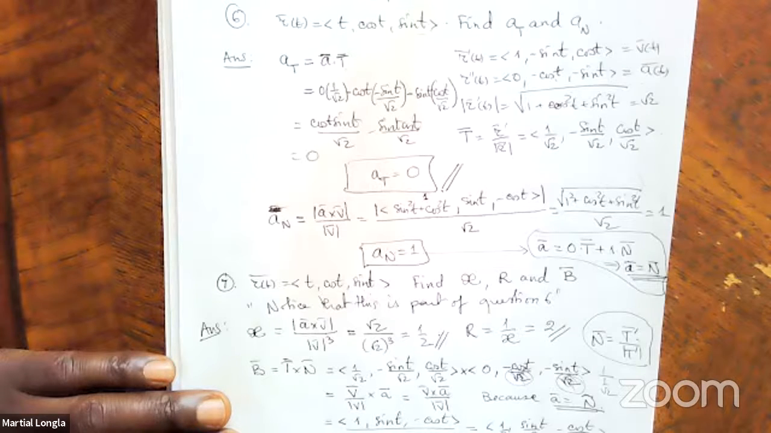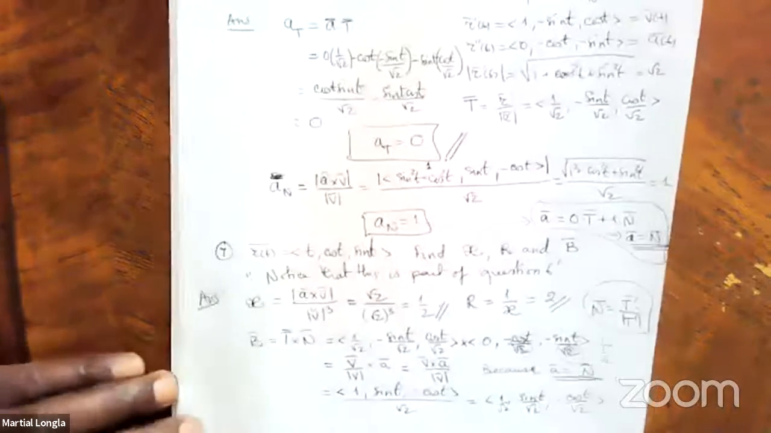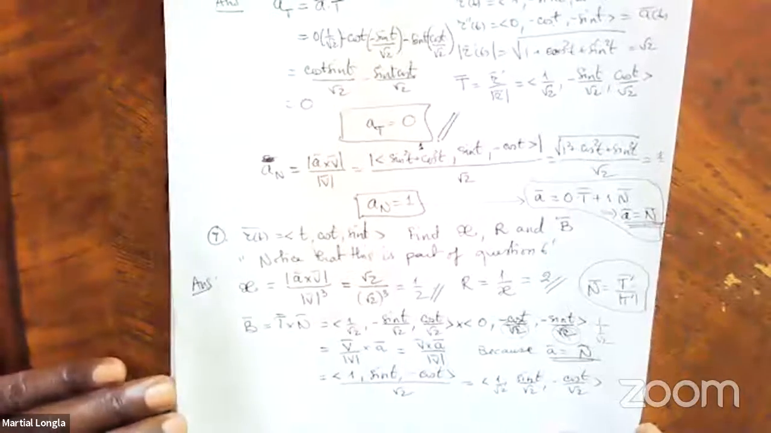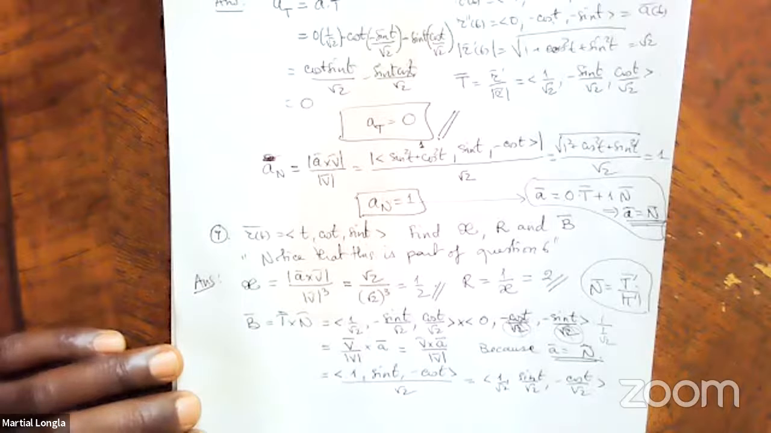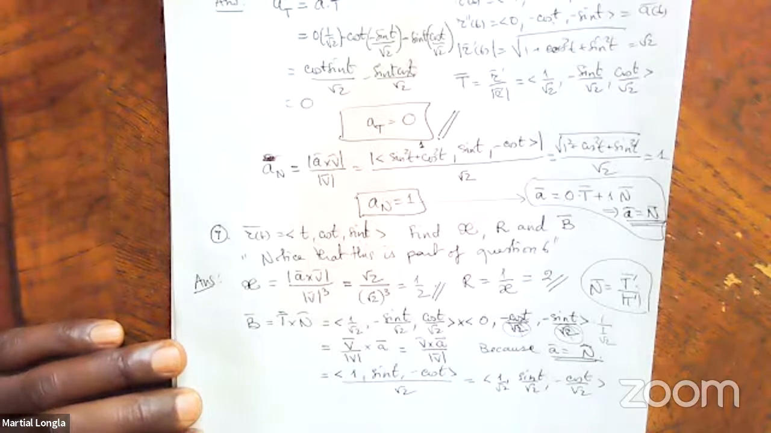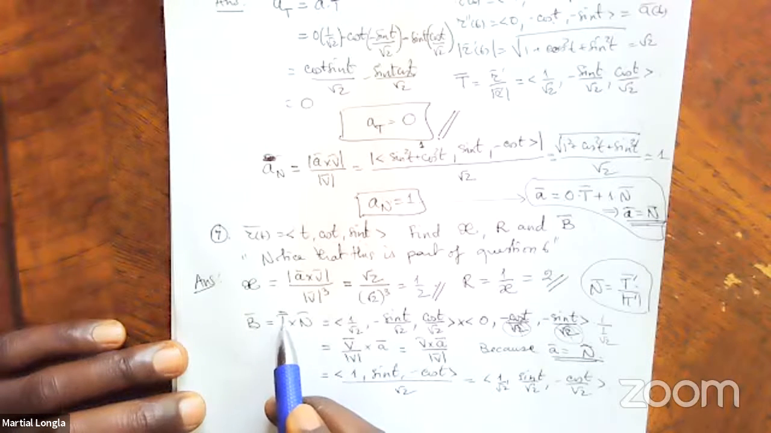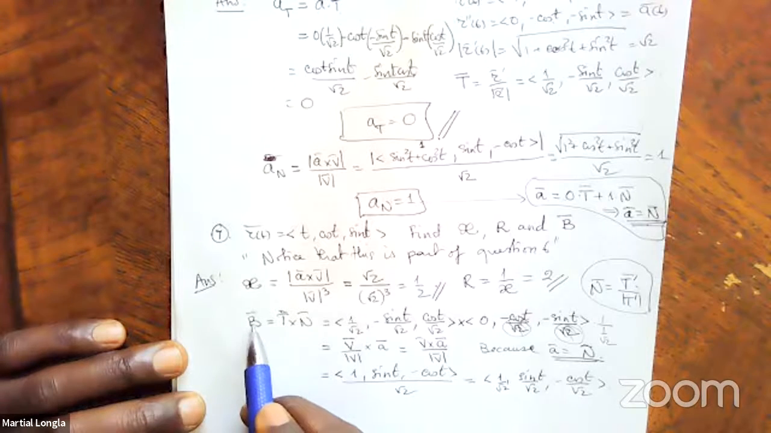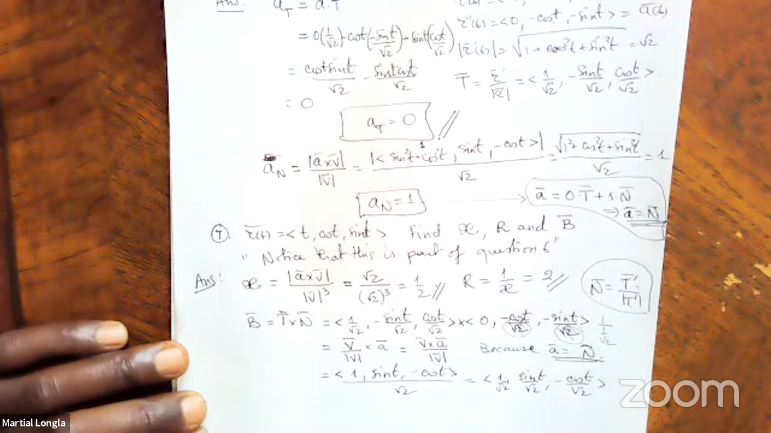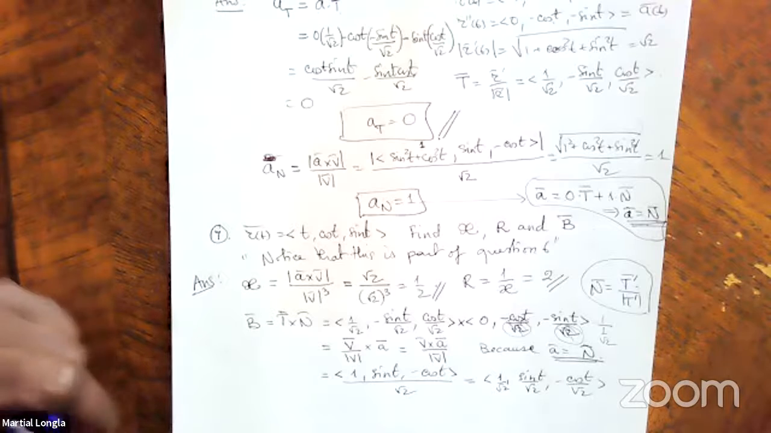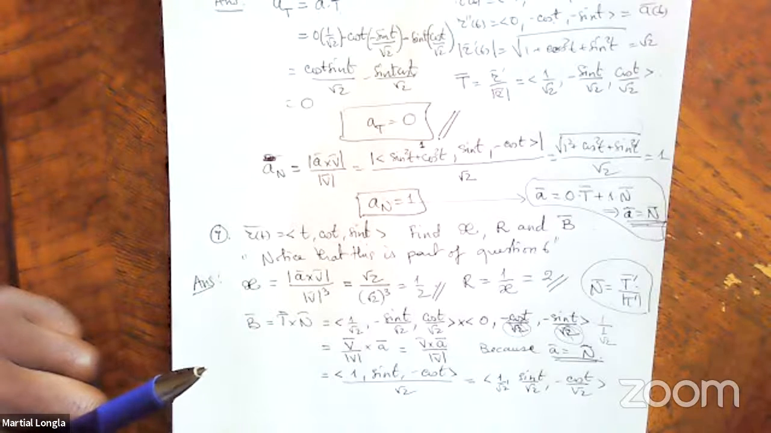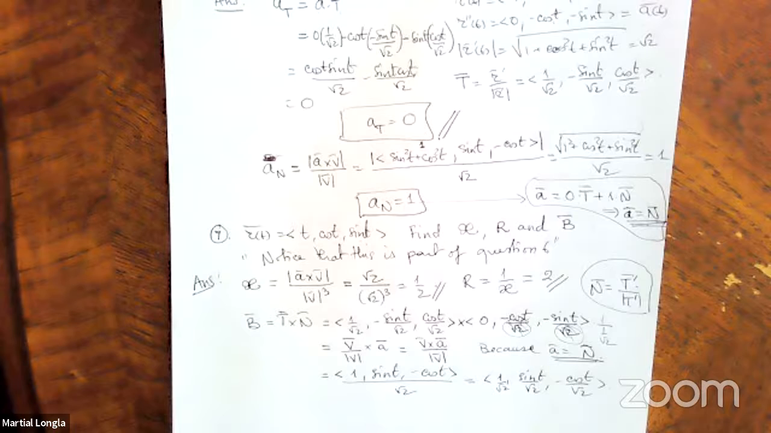Is there any questions? Now you can check that b dot t is 0, b dot n is 0, and t dot n is 0 on your own if you wish. Now the next question was find t and n.